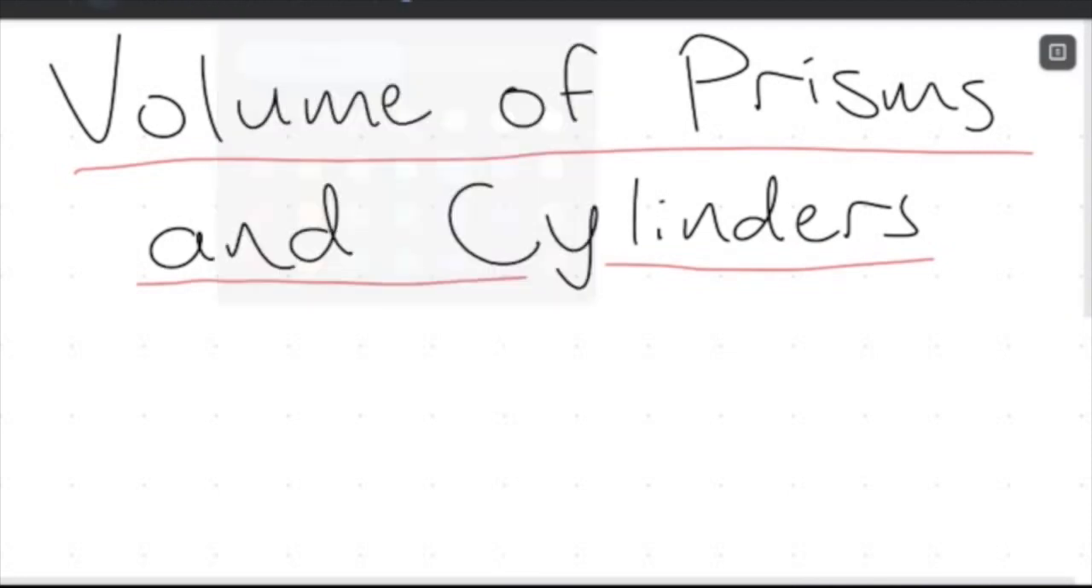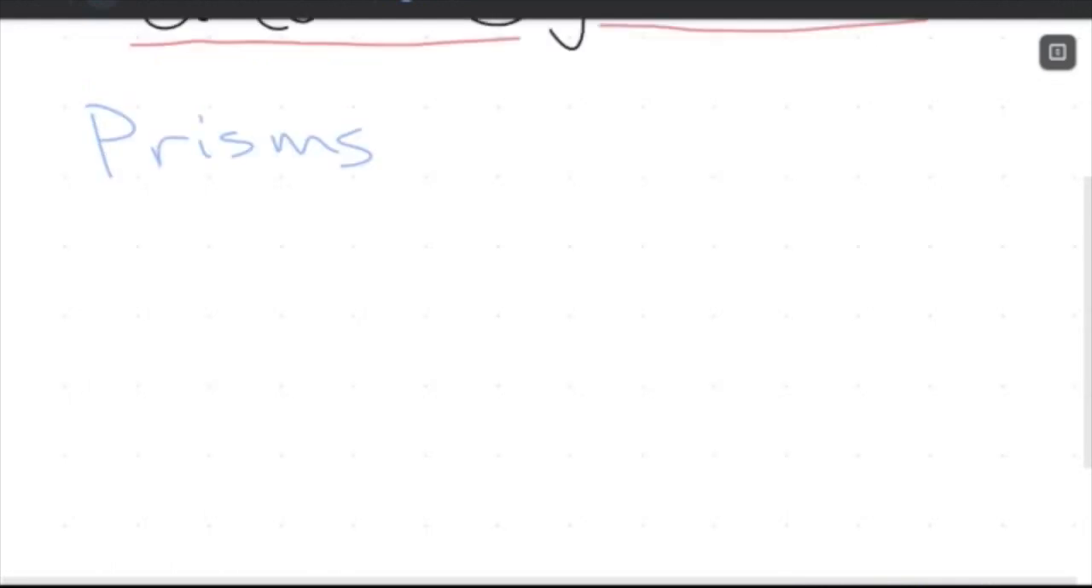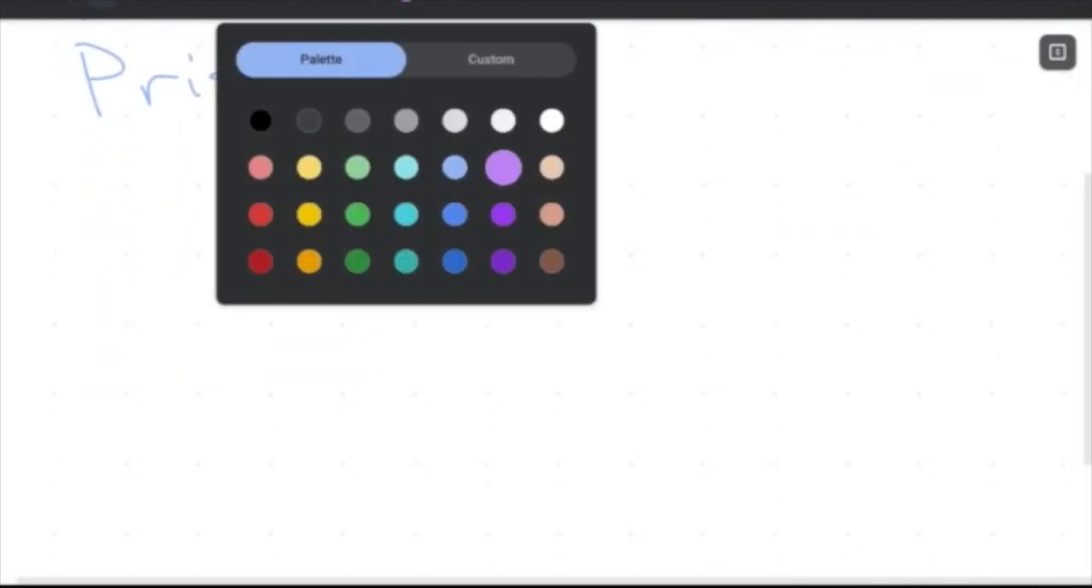Now, I'm going to do this in a different color. But here, when we look at prisms, that just means there's a couple of things like we talked about. It's going to be a solid 3D shape because with volume, we're looking at 3D shapes. And two of the faces are going to be identical. So, for example, we've looked at these before. This is what we call a rectangular prism.